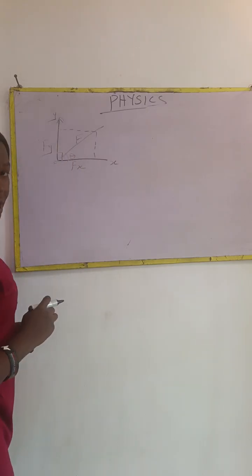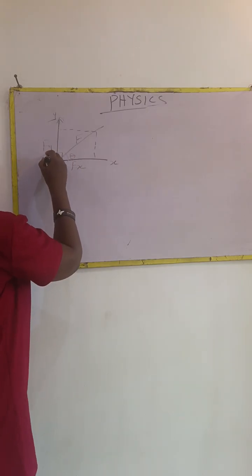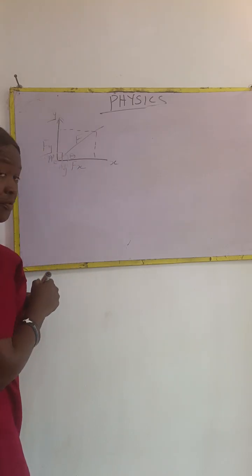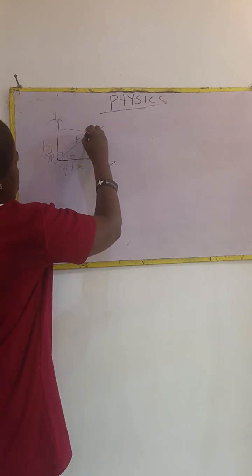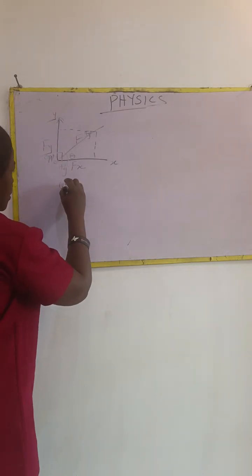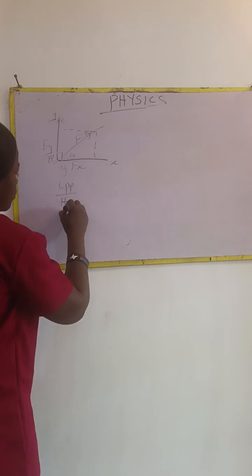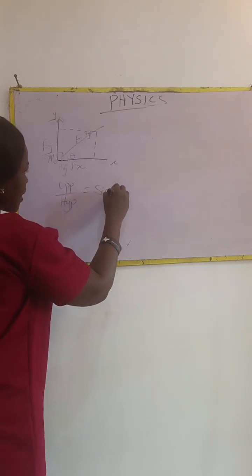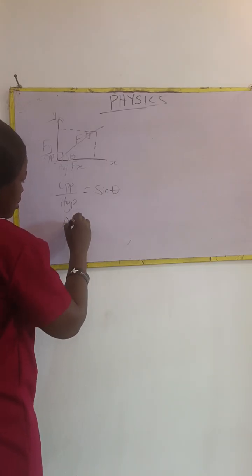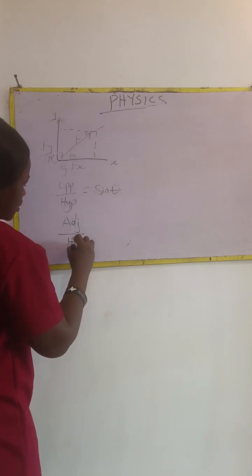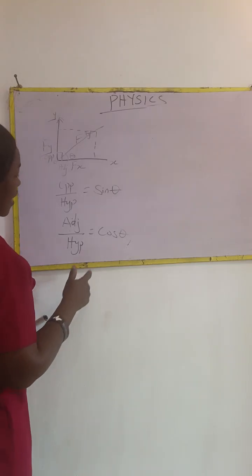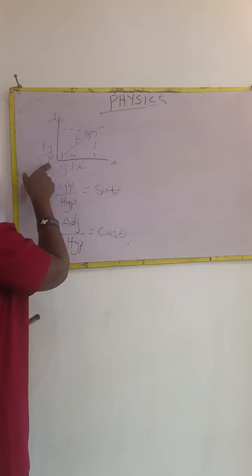Now, remember again that here is a right angle triangle. Now, here will automatically be opposite. And here will be adjacent. Right? Good. Here will be hypotenuse. Good. We all know that opposite over hypotenuse will give me sine theta. Now you have adjacent over hypotenuse will give me cos theta. Good.